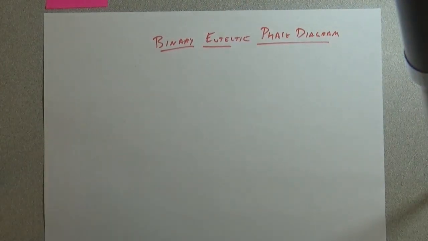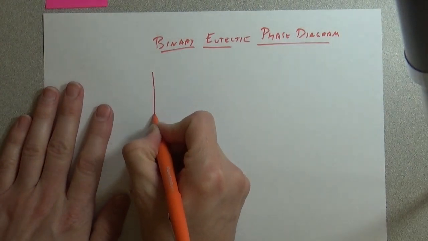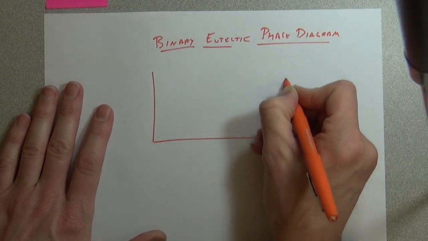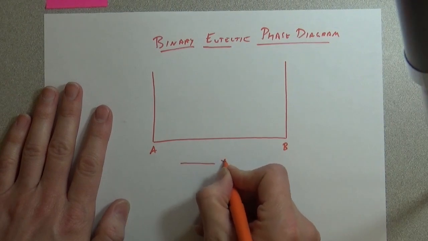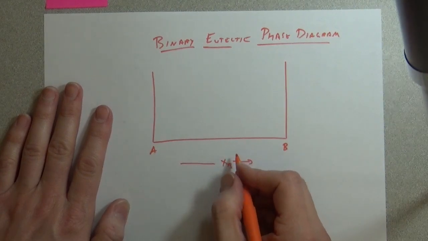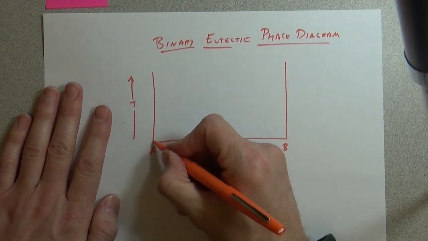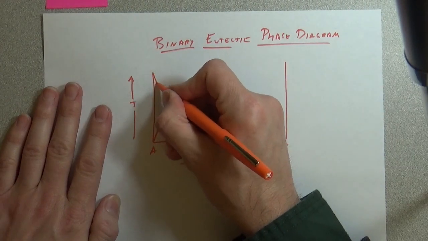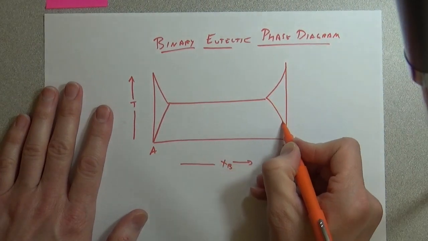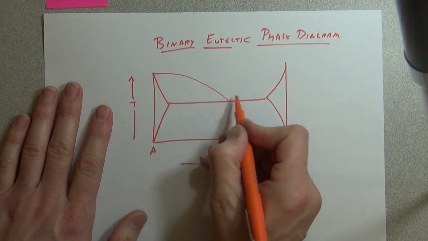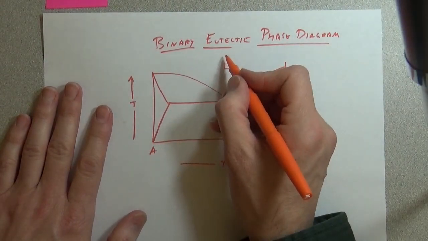So a binary eutectic phase diagram will look like this. So this is A, that's B, that's XB. This is temperature. And this is what our phase diagram will look like. We have liquid at a high temperature.